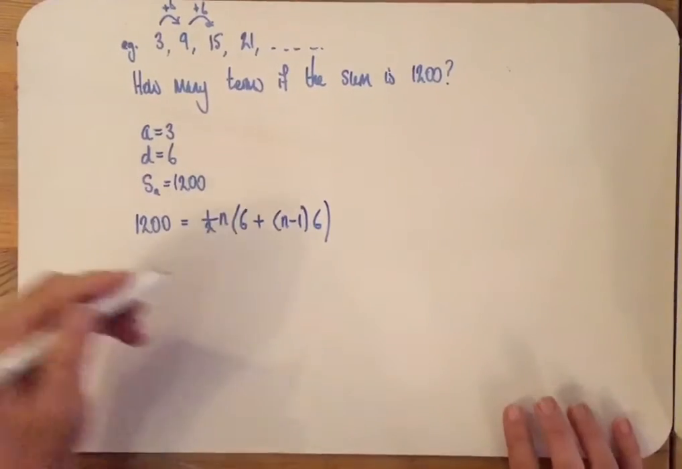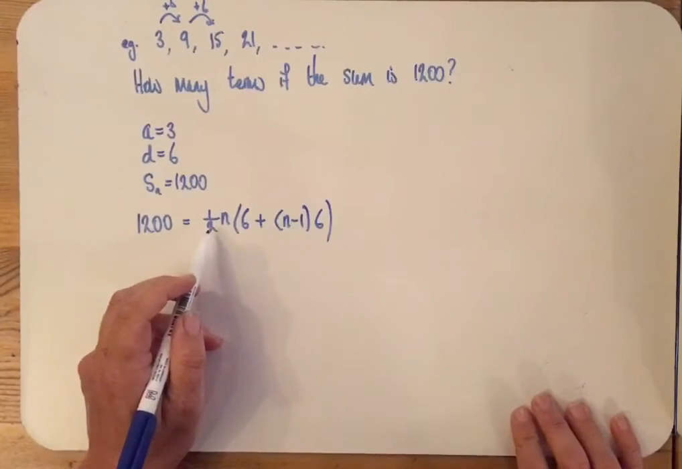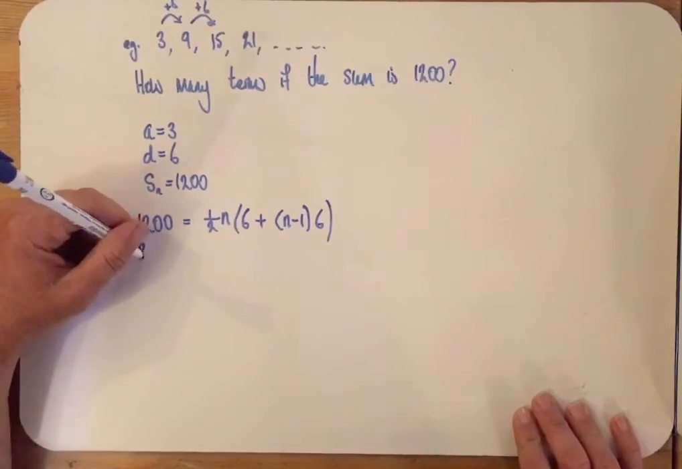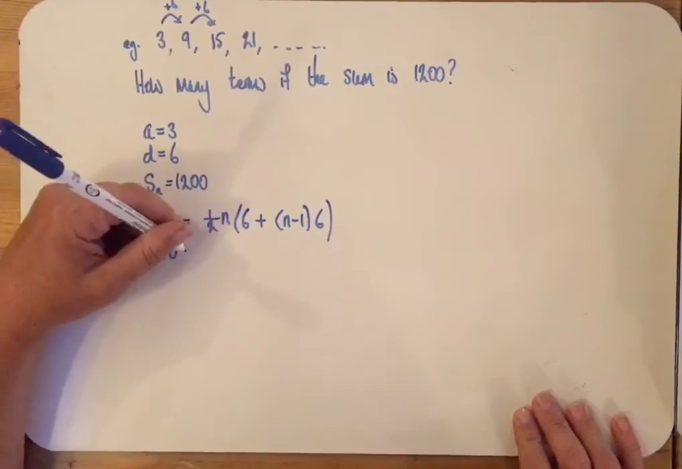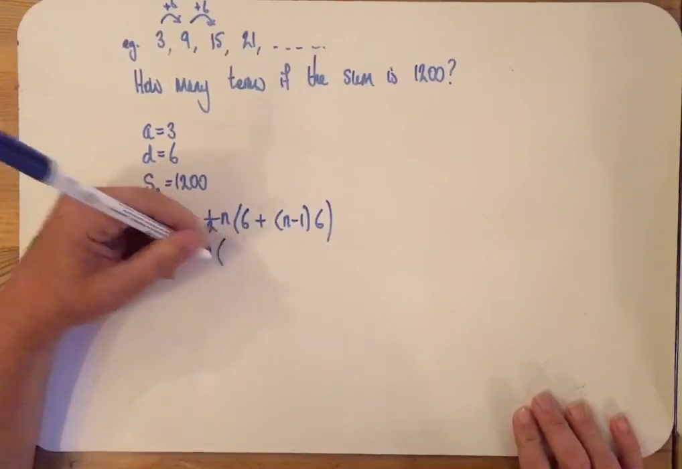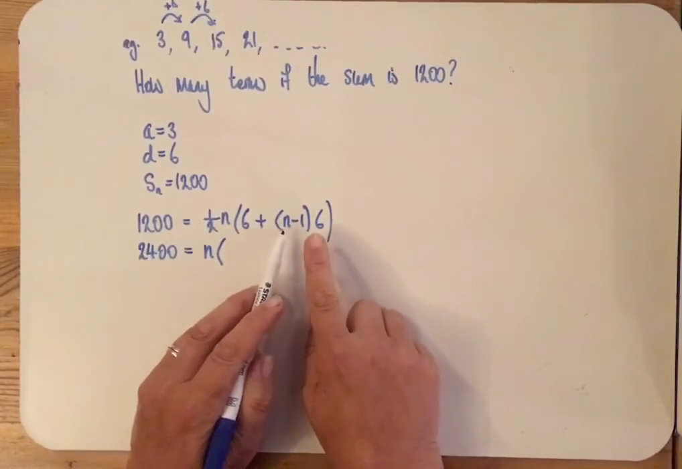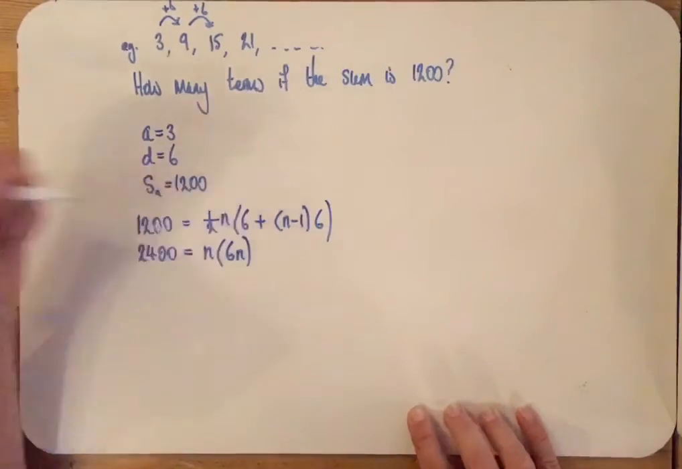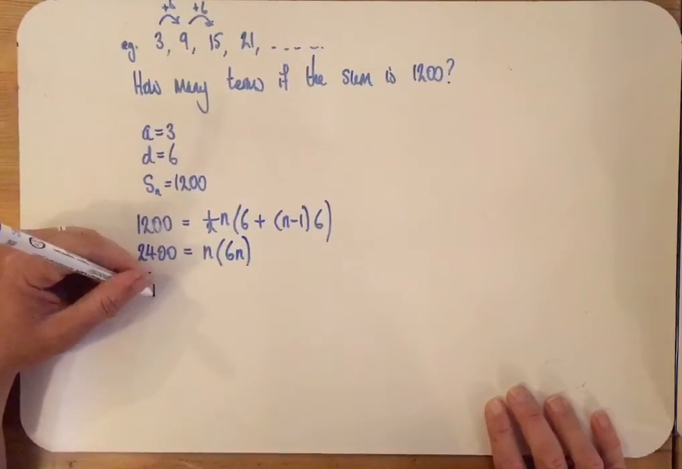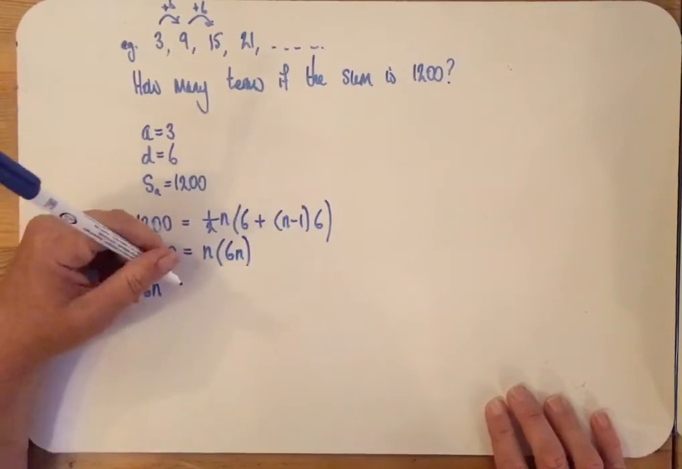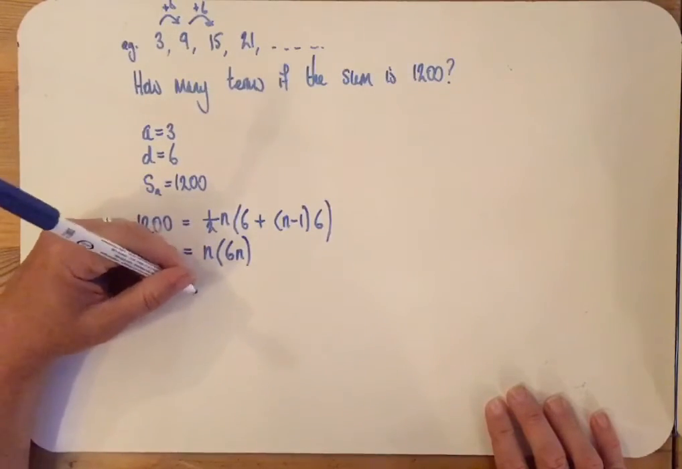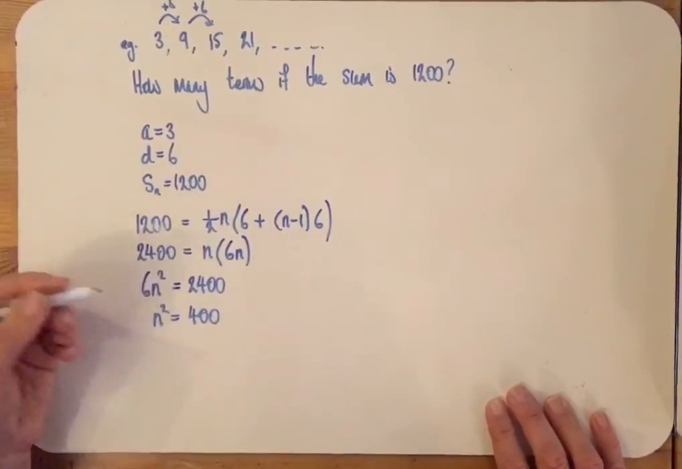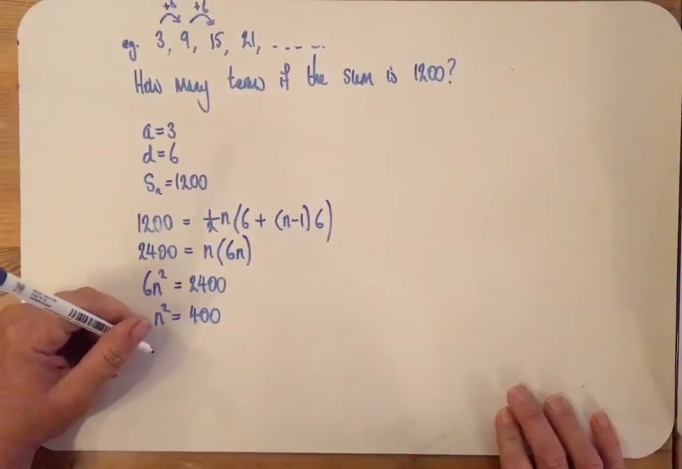And then it's just working it out through. I would times by 2 both sides first, just to get rid of this half, to be honest. So that's 2,400 is equal to n, and then we could also sort out this bracket. So I've got 6 plus 6n minus 6. The numbers won't always cancel out on there, but essentially you end up with a quadratic. So I've got 6n squared equals 2,400. n squared is 400, and then you could square root both sides on this one.